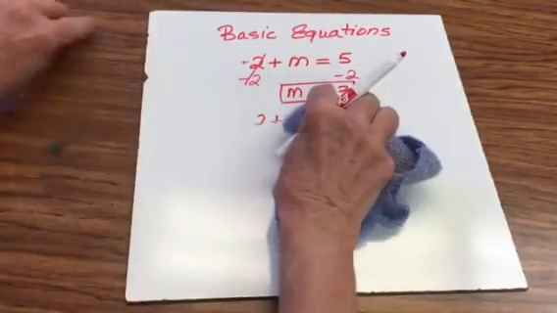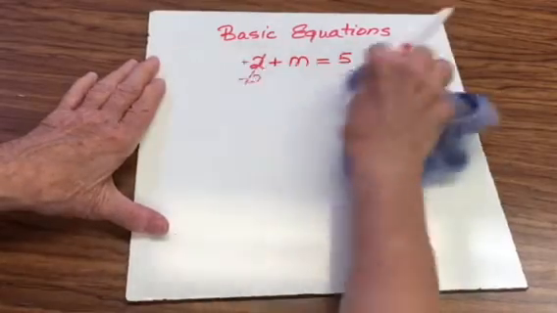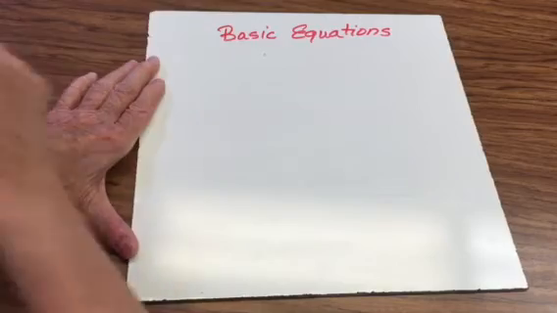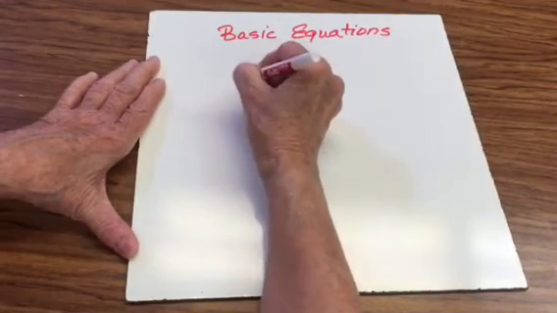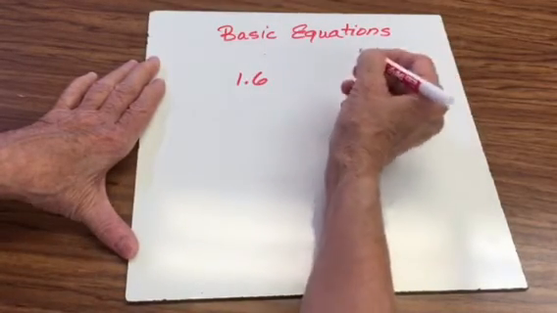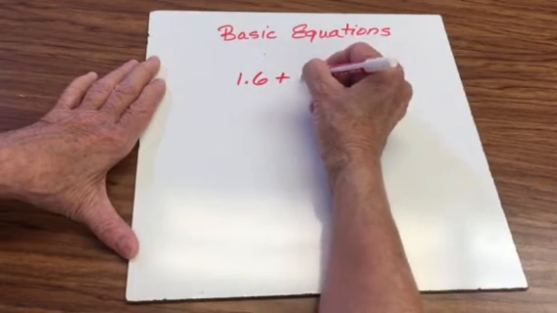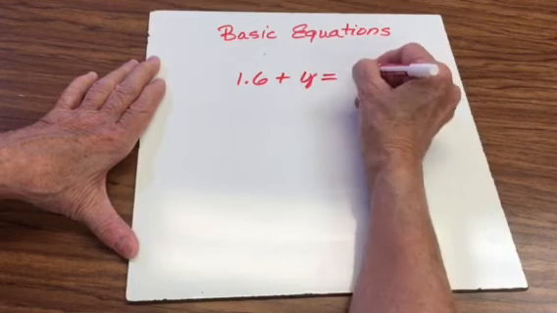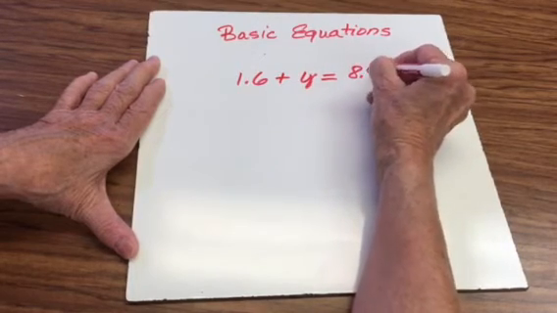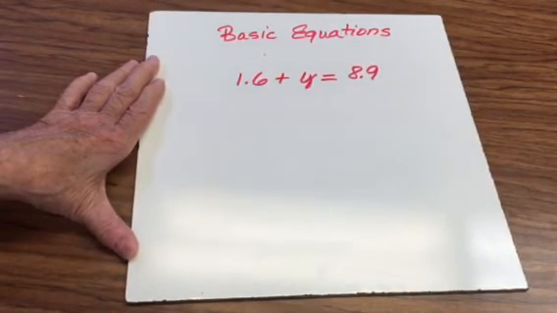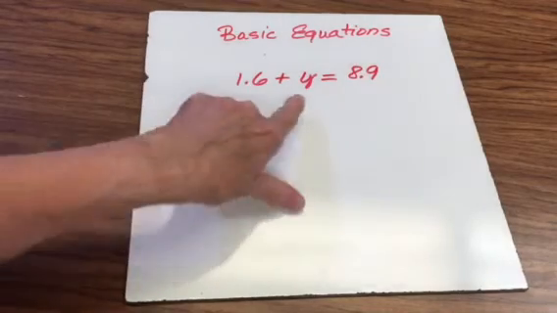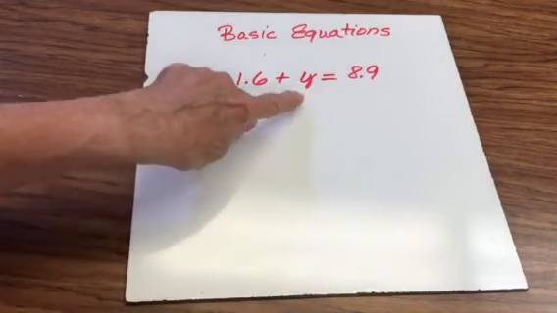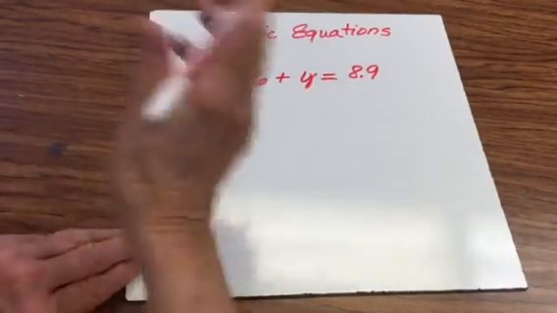All right, let's do one where we have a decimal. All right, let's say we have a number like this. 1.6, 1 6/10, plus some number we'll call y. We know it's going to equal 8 9/10. All right, well, I want to know what y is. I don't care about 1.6 plus y. I want to know what y is going to equal.